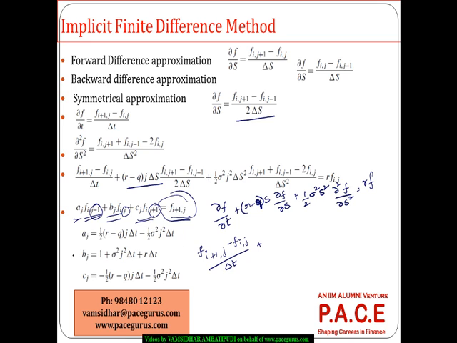And how are we getting this aj? If you simplify this, what is coming out is half (r minus q) j delta t minus half sigma squared j squared delta t.